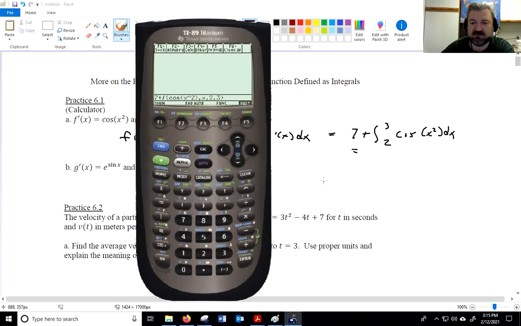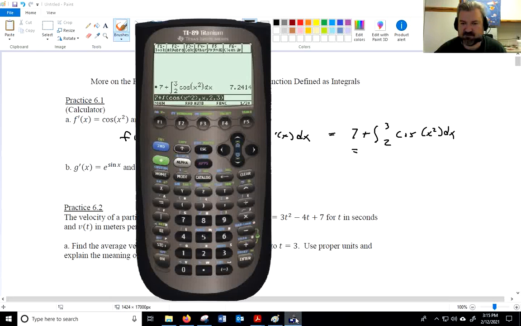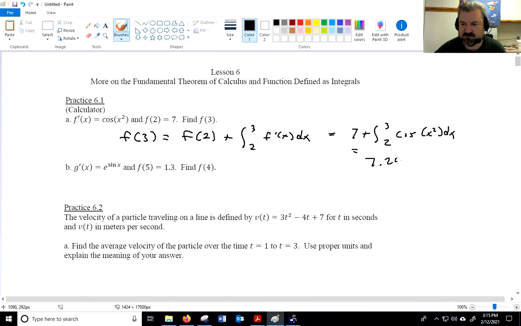And that looks like it's going to be something. Let's see, it's busy, it's thinking about it. And we get 7.241. All right. Okay, time for the next one.